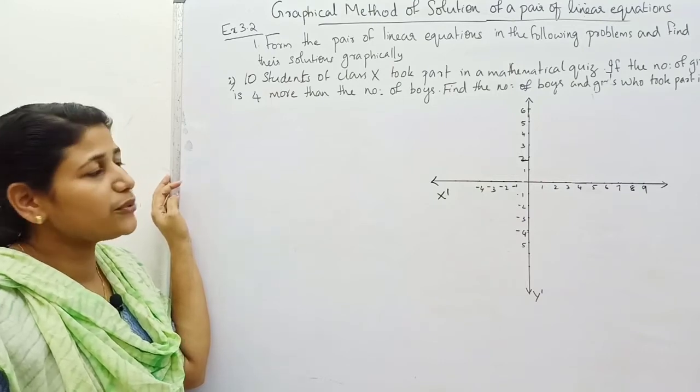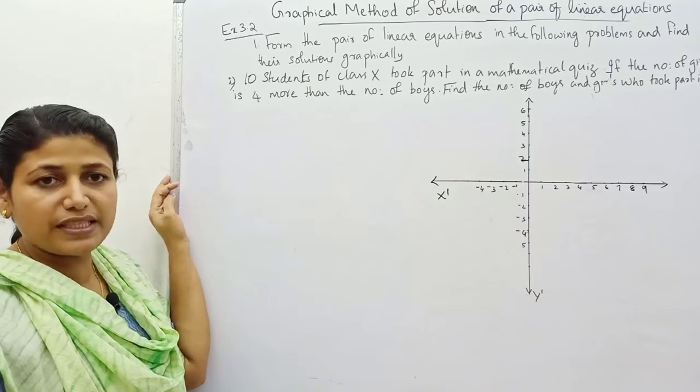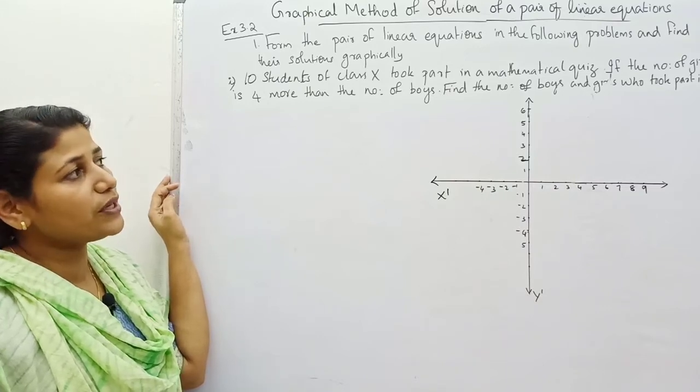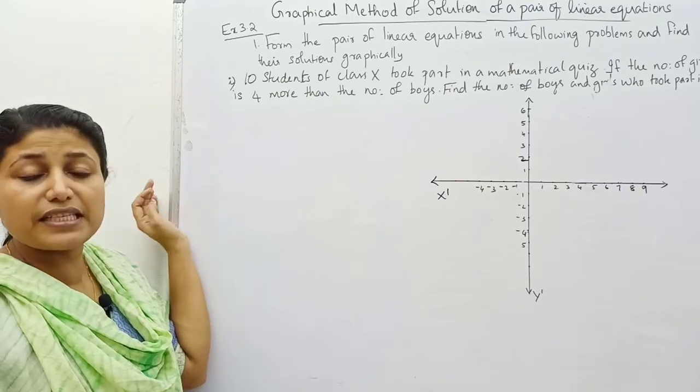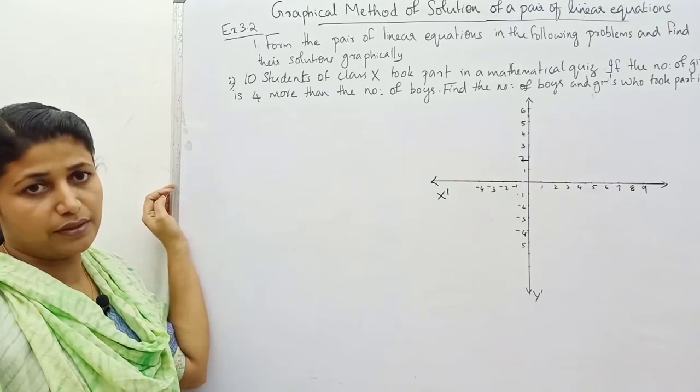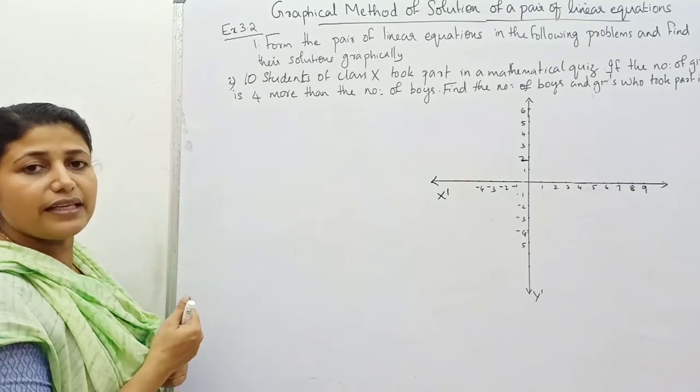Okay, so 10 students are there. They are going to participate in a mathematical quiz, and the number of boys and girls is not given directly. Some situations are given. That means the number of girls is 4 more than the number of boys. Okay, so you want to make the linear equation.